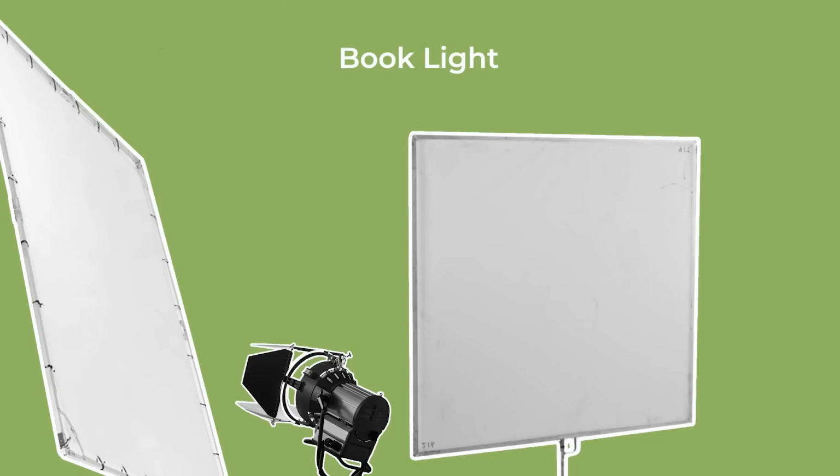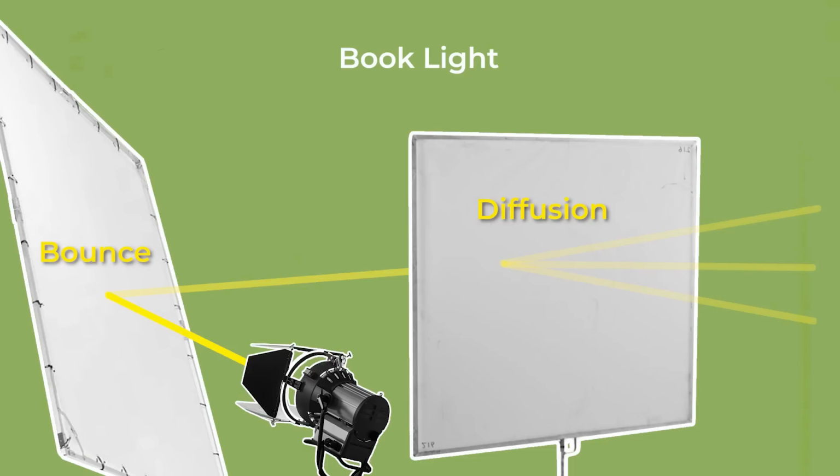Finally, a book light takes this idea to the extreme, by first bouncing a light and then diffusing the light that comes from the bounce. This makes it super soft, but also means that very high output lights are needed to compensate for the large amount of light that is lost.